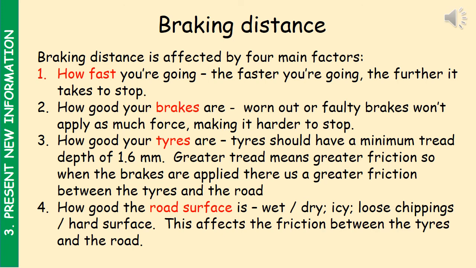And then also to do with friction, we have number 4, how good the road surface is. So comparing wet or dry, icy, loose chippings versus a hard surface, and each of those will affect the friction between the tyres and the road. So for example, a wet surface will reduce the friction between the tyres and the road, meaning there will be a longer stopping distance due to that smaller amount of friction.